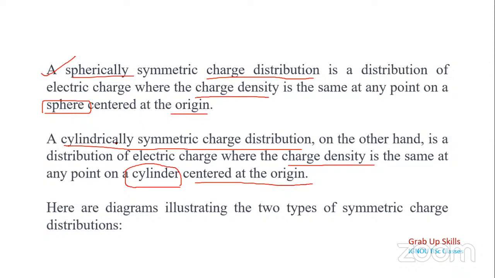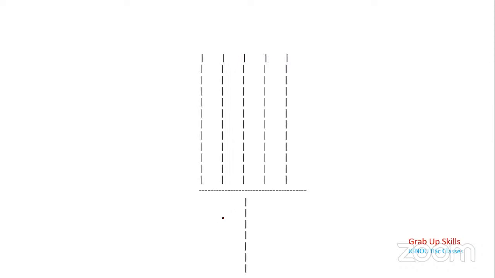at the origin. A cylindrically symmetric charge distribution is a distribution of electric charge where charge density is same at any point on a cylinder. This is the difference between spherically symmetric and cylindrically symmetric charge distribution. So we will see diagrams for these two types. You can see the diagram here.